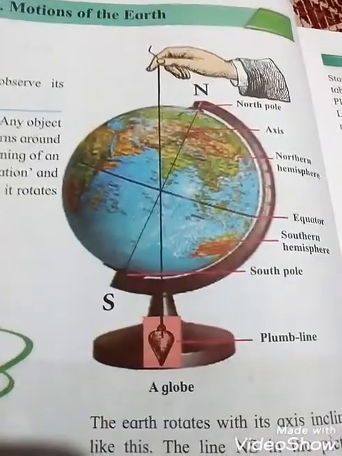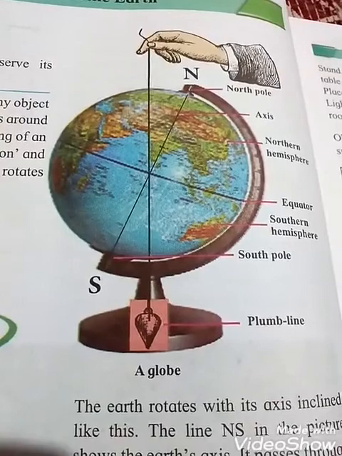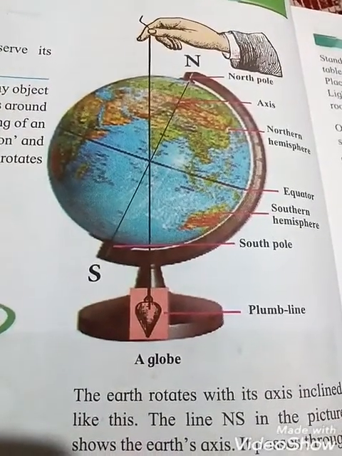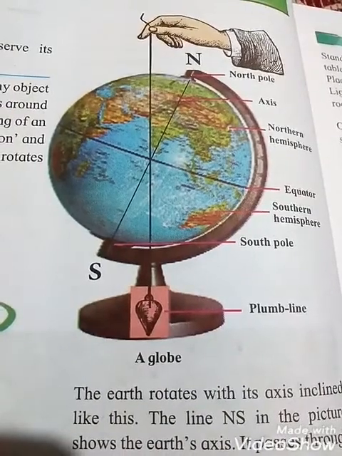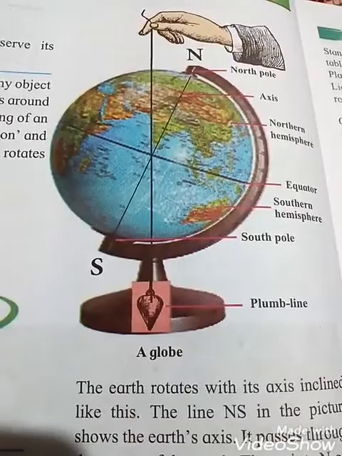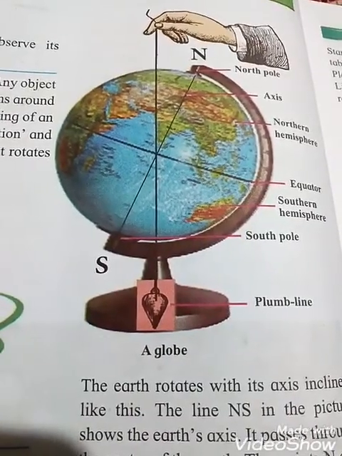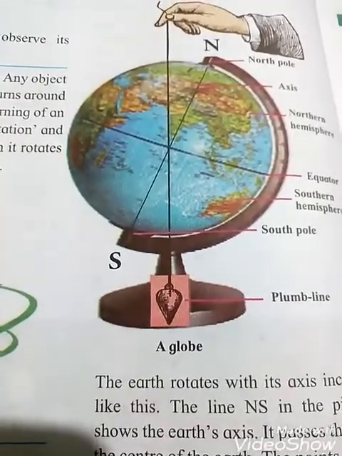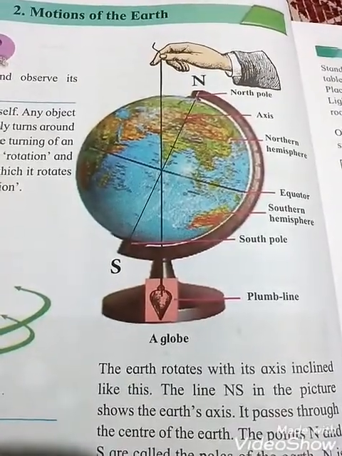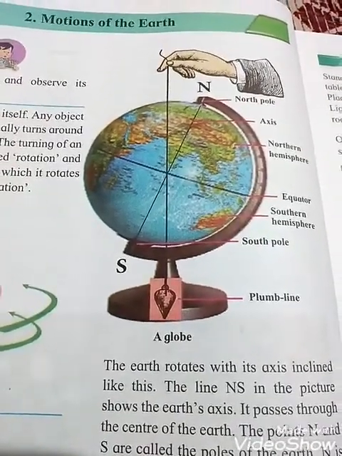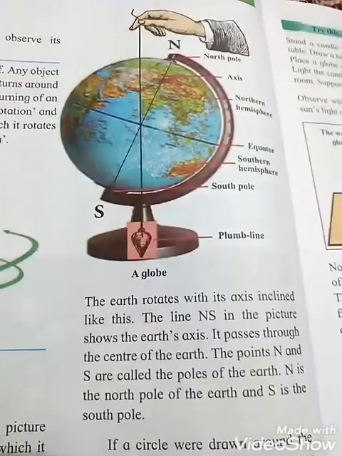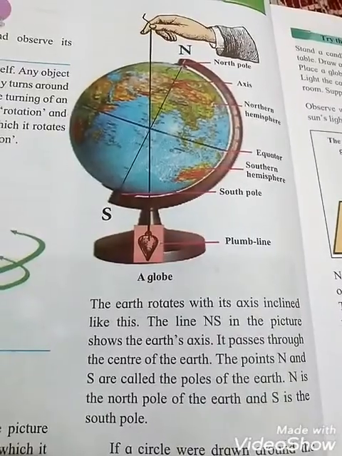See the picture. Can you see that? See the globe. See the north pole, that axis, and the northern hemisphere and the center part. The equator is drawn there. And see the southern hemisphere, the south pole, and the plumb line. See the thread there. A plumb line is a long thread tied to an eraser. So you can see that the earth rotates with its axis inclined like this.